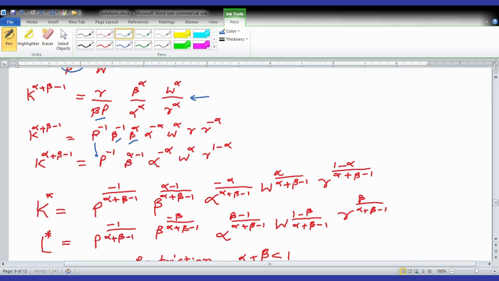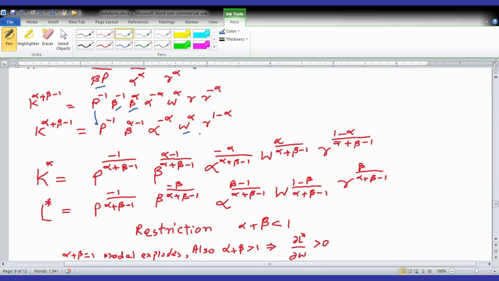Similarly, I have alpha raised to power minus alpha at its place, and w raised to power alpha at its place, and see that I had r here and r raised to power minus alpha, so I added the power so that I have now r raised to power 1 minus alpha. Then I divided by power alpha plus beta minus 1, and when I did this, see that I was able to get k here, every power.